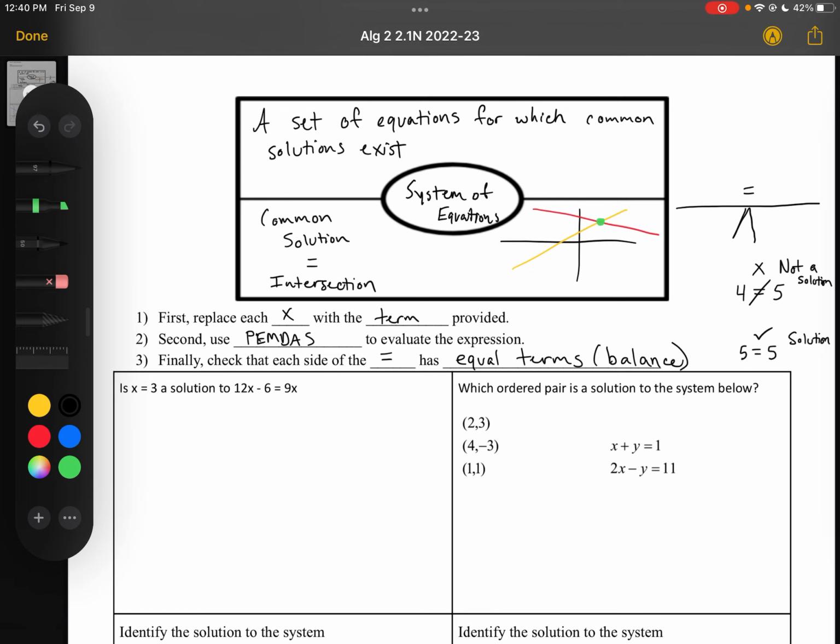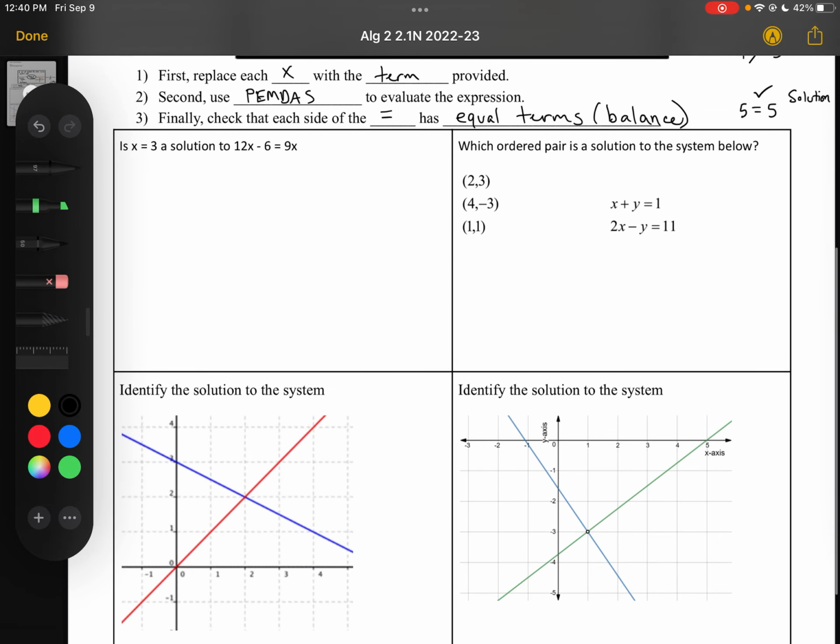So for our first example here, let's go through the steps. I'll show you an example. Is x equals 3 a solution to 12x minus 6 equals 9x? So wherever we see the x term, we're going to replace it with the 3 because 3 and x are the same thing. So we have 12. Instead of x, we're going to write 3 in its place. And from there, we're copying everything directly just straight down.